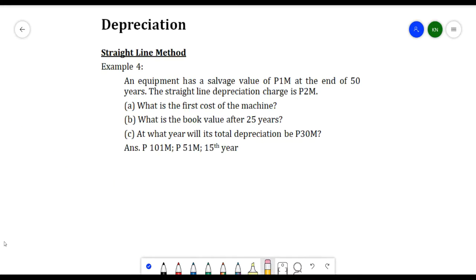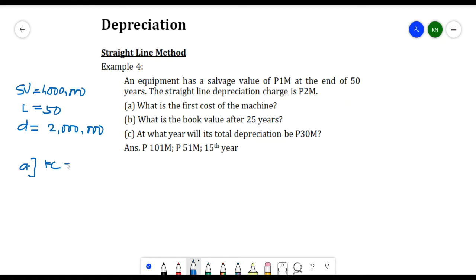The last example that we have for this method is an equipment that has a salvage value of 1 million. So we have SV is equivalent to 1 million, at the end of 50 years, so L is 50. The straight line depreciation charge is 2 million, so D is 2 million. For A, we need to find what is the first cost of the machine. So we are looking for the FC.